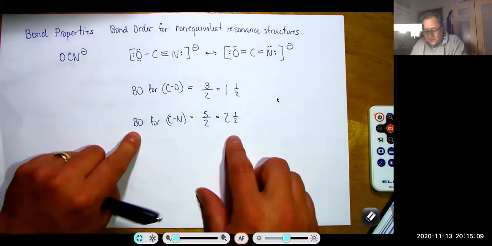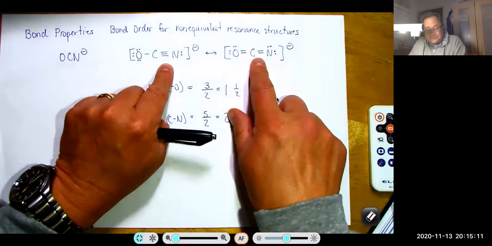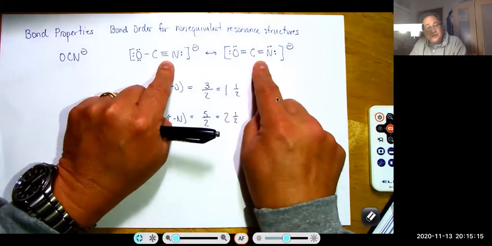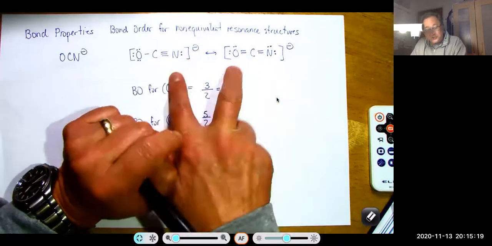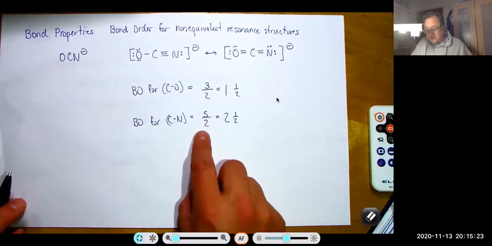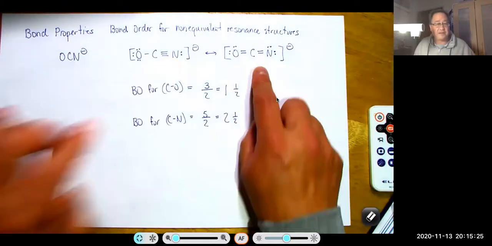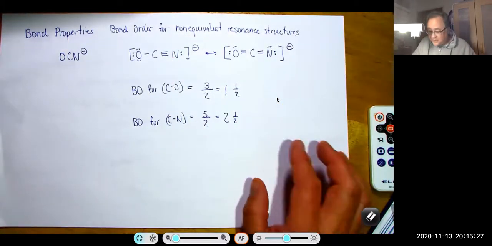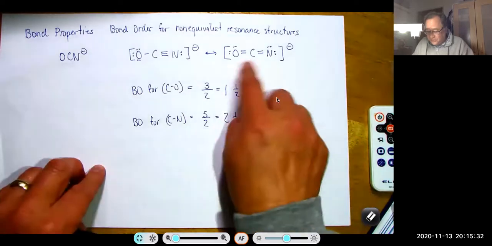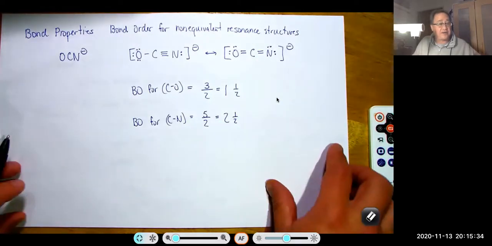Okay, what about the carbon-nitrogen bond? What is the bond order? Well, we have to average these two. This is a 2, this is a 3. That's 5 bonds over 2 structures. 5 bonds over 2 structures is 5/2. So this is a 2.5 bond. So naturally, we would expect the carbon-nitrogen to be a little closer than the carbon-oxygen because its bond order is greater.